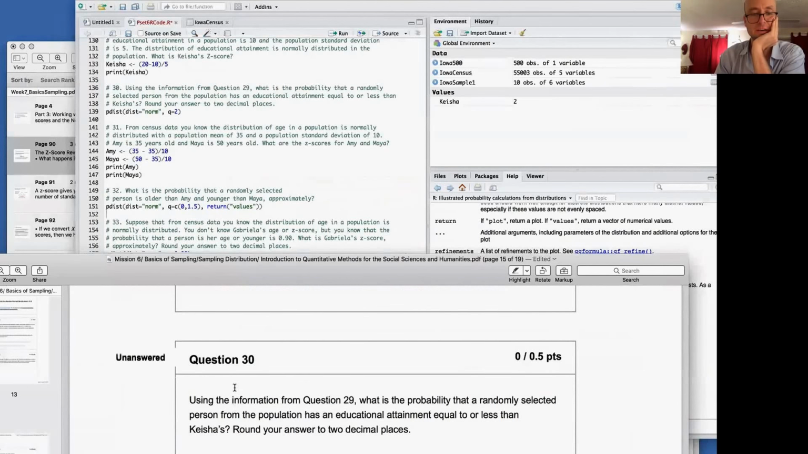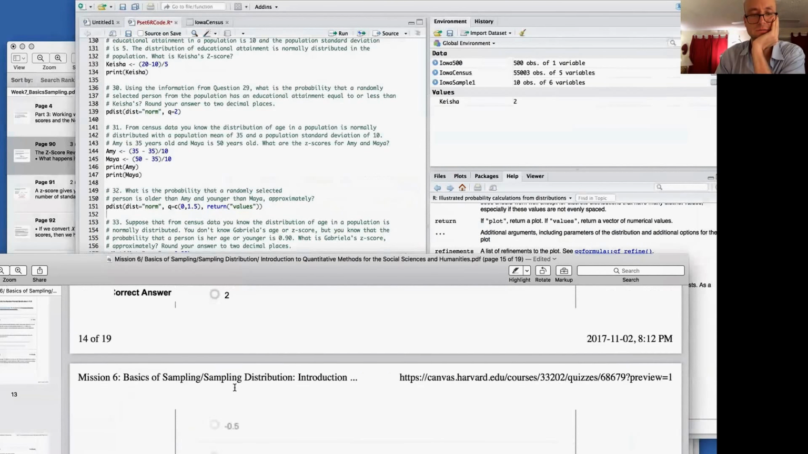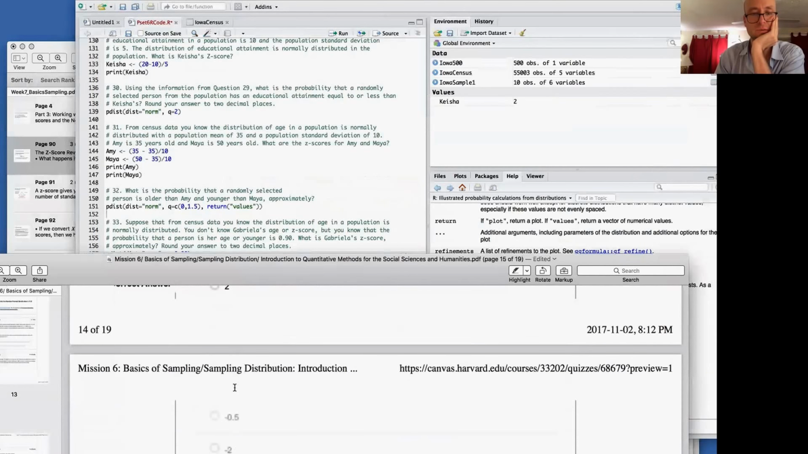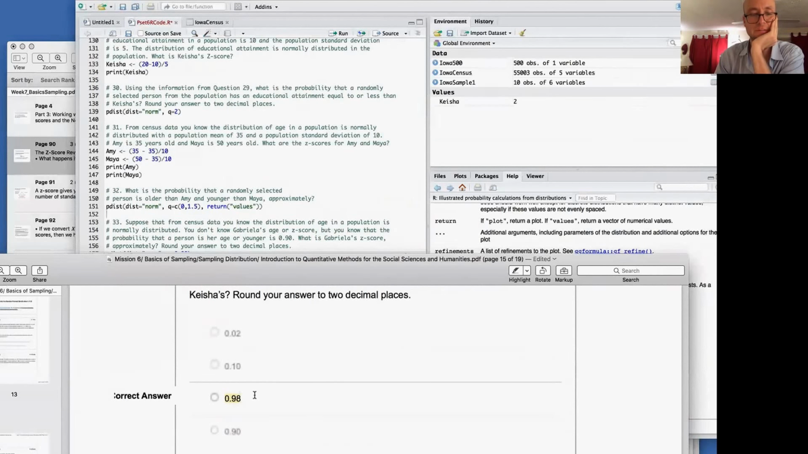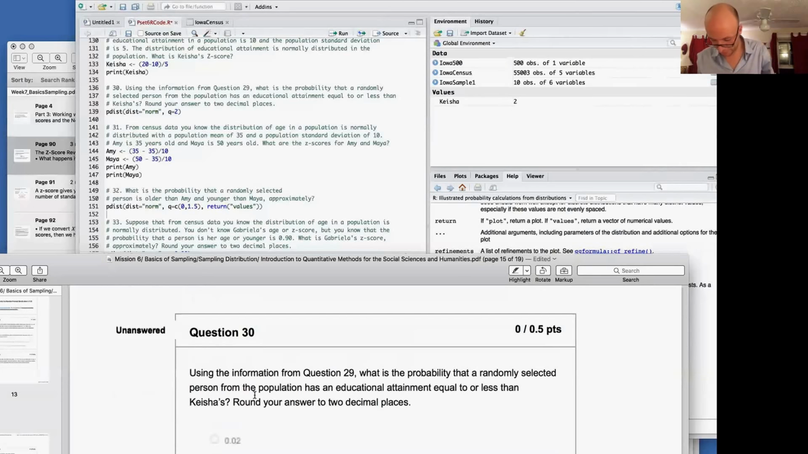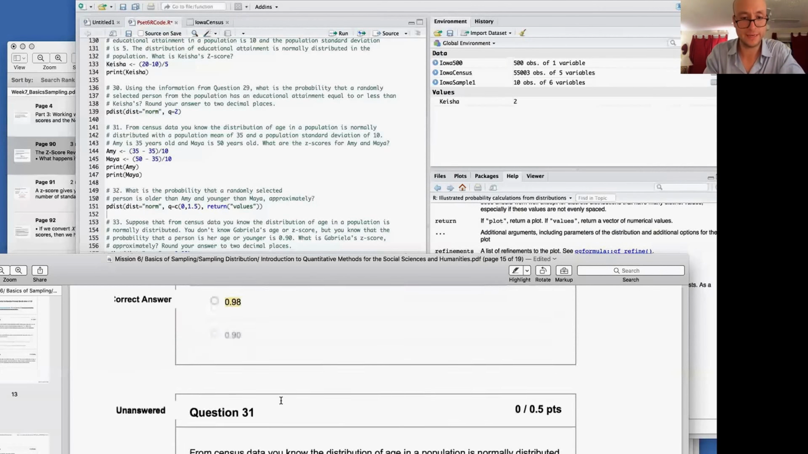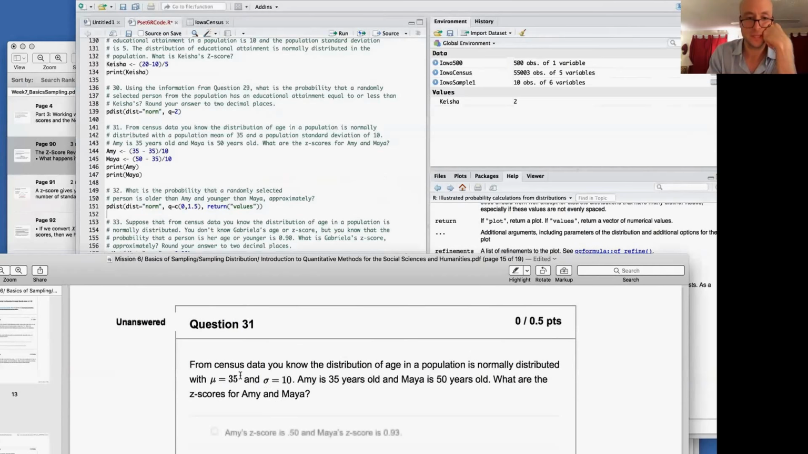So we have Keisha here. Remember, Keisha was, I believe, 2. So we can look at the probability for 2. Well, that's 98% right here. And again, you can just look at the probability table. That would be page 429, and that's Appendix B, by the way. But you can also look this up. So 2 standard deviations is technically 0.9772, which rounds to 0.98. So she's better than 98%.